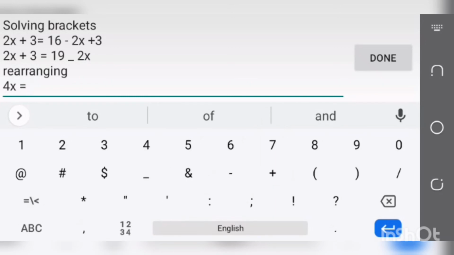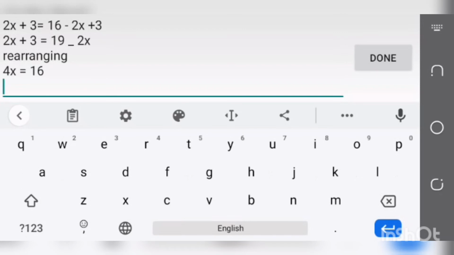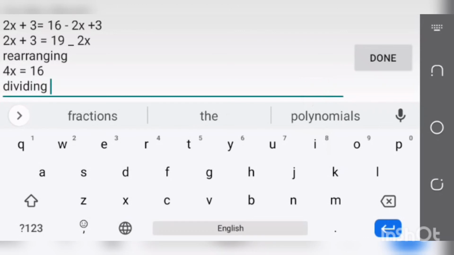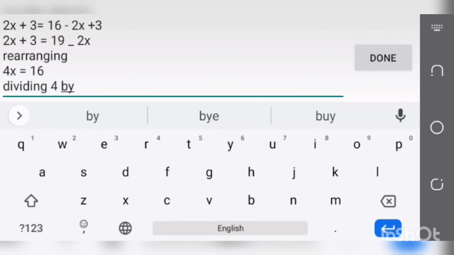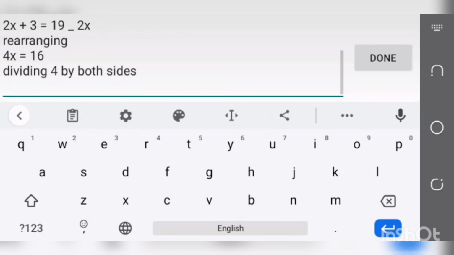Writing with me: 4x equal. Why 4x? Because we rearranged, and when we rearrange, signs are also changed, minus to plus and plus to minus. That's why 2x is added to 2x in the variable, and in the constants 3 is subtracted from 19. That's why we get 16. Now I am dividing by 4 on both sides to get the unknown variable x, and we get x equal to 4.